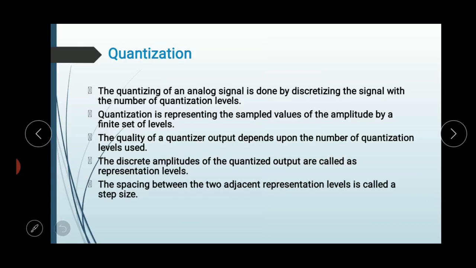For conversion of an analog to a digital signal, the essential operations are sampling, quantizing, and encoding. Quantizing is the second essential operation for conversion of an analog signal to digital. Quantization refers to the process of approximating a continuous set of values with a finite set of values.